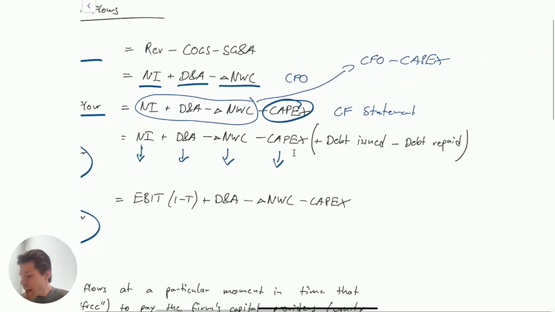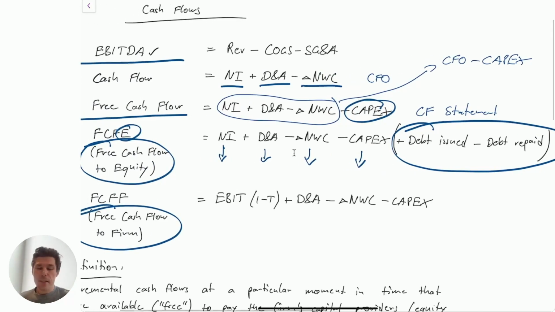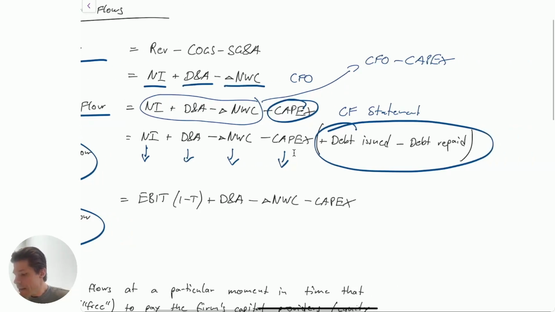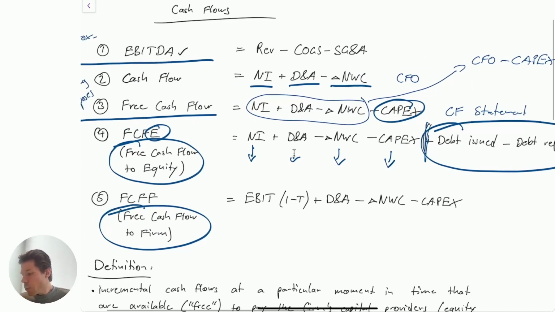And then if we change the capital structure, if we issue debt or if we repay debt, this has an effect on the equity providers. If we assume capital structure changes, there are some effects we can add as items. Otherwise, it's similar to the free cash flow formula we saw earlier.